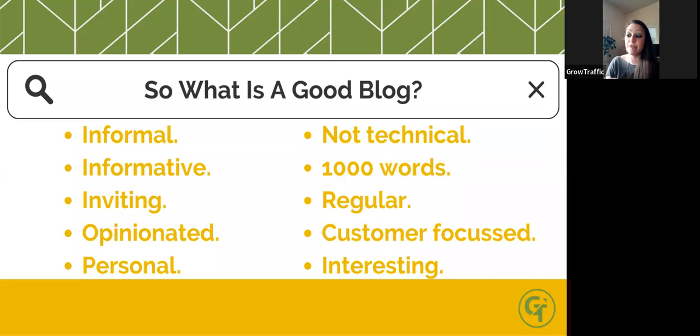So essentially it's informal. It should always be upbeat, engaging, really interesting. It should be chatty. Again, a blog is about building a relationship with your customers. It's not a technical data sheet. It's not a press release.